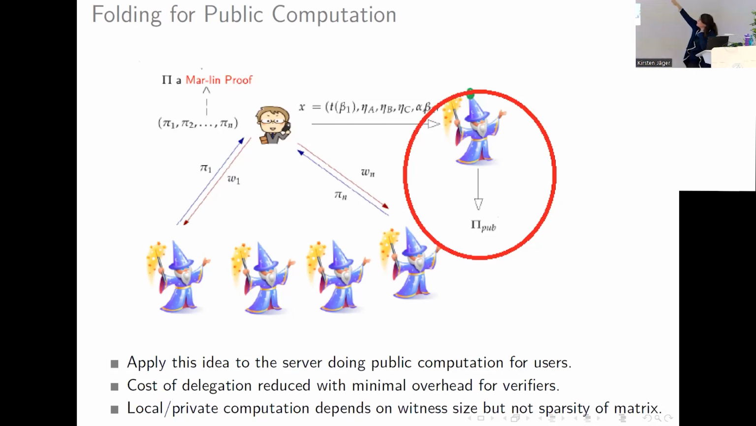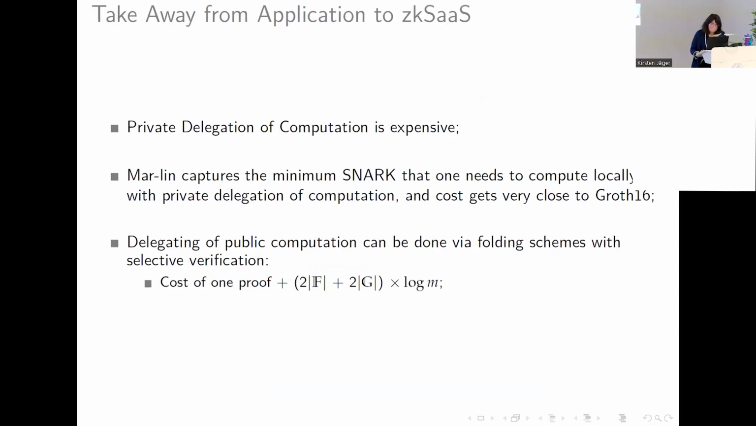And then we realize it's a perfect application for folding schemes, okay, with selective verification, to amortize the cost of doing this public computation. Okay. So that's it, okay? So this is the takeaway from this application. I think I'm running short of time.